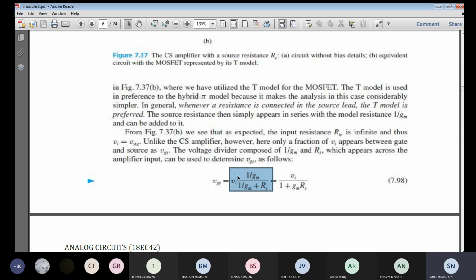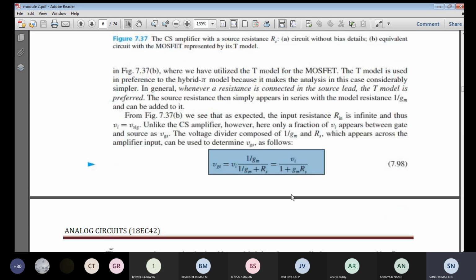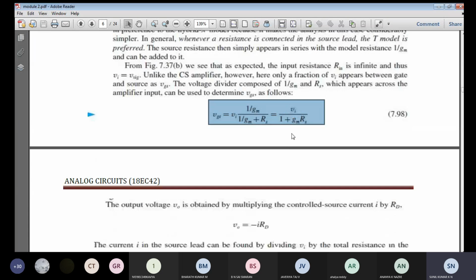If I simplify this equation, taking 1 over Gm as common, in the denominator it becomes 1 plus Gm into Rs, and the Gm will get cancelled. So Vi divided by 1 plus Gm into Rs you will be getting. This will be the value of the gate to source voltage. So Vgs will be equal to Vi divided by 1 plus Gm into Rs. So the gate to source voltage is reduced by the factor 1 plus Gm times Rs relative to the input voltage. So this is about the gate to source voltage.